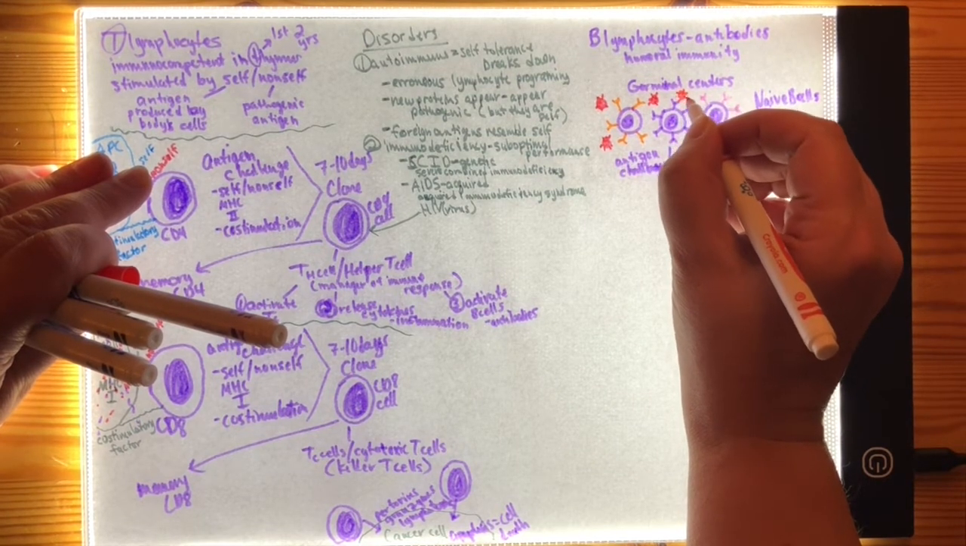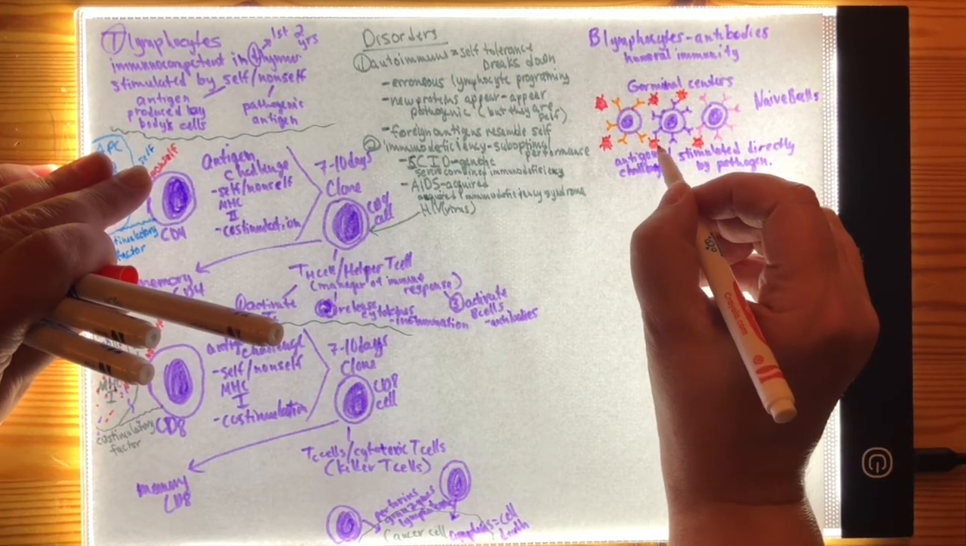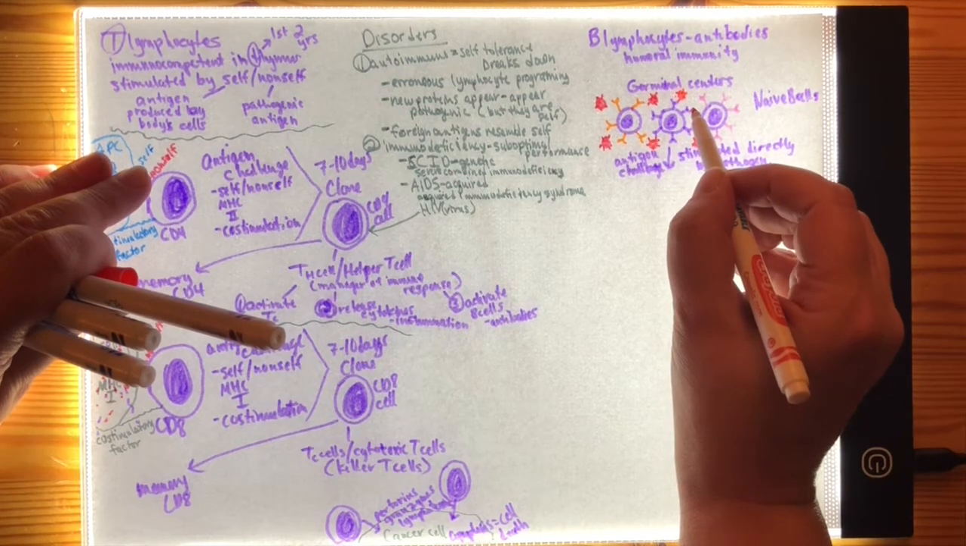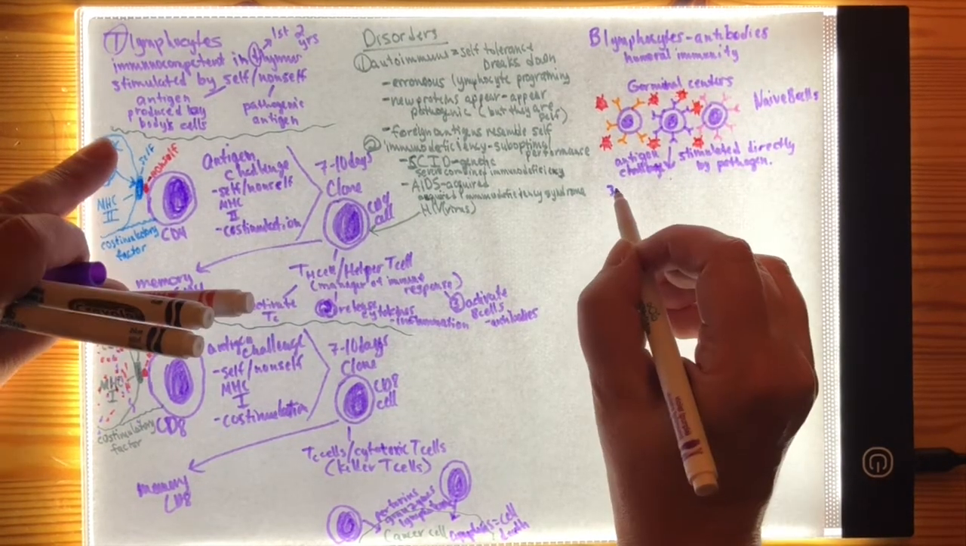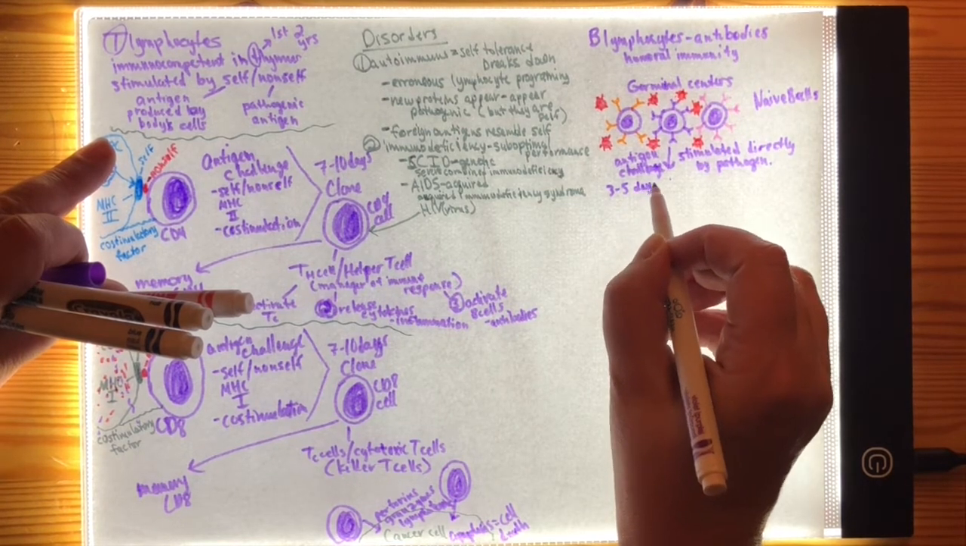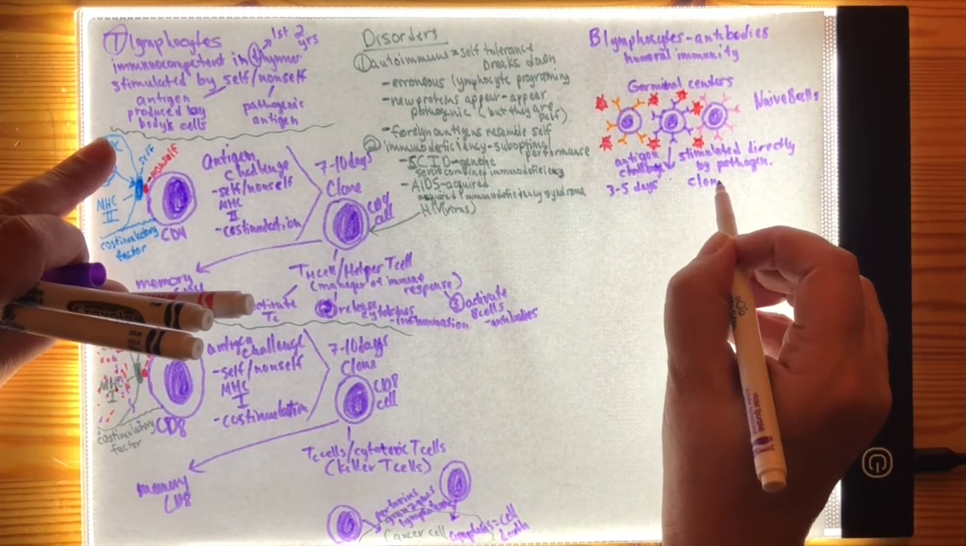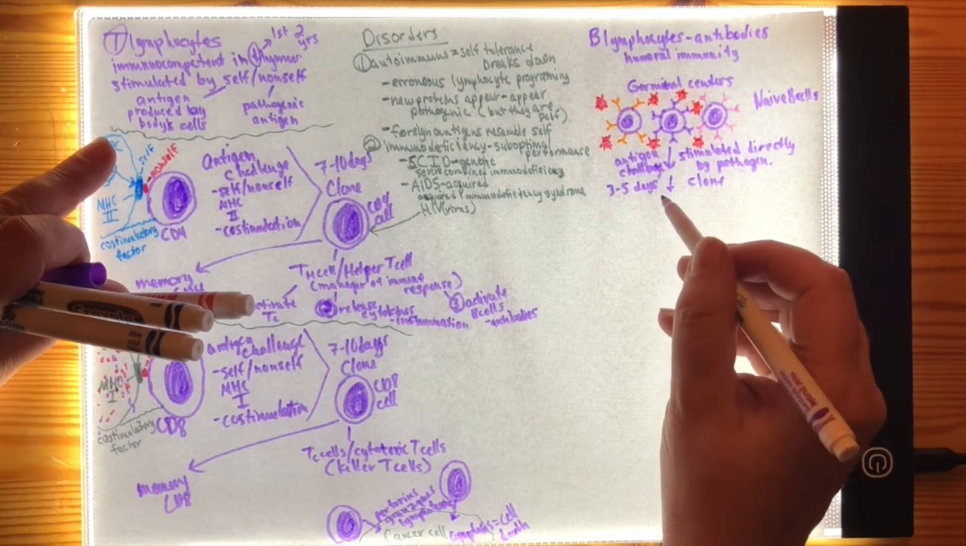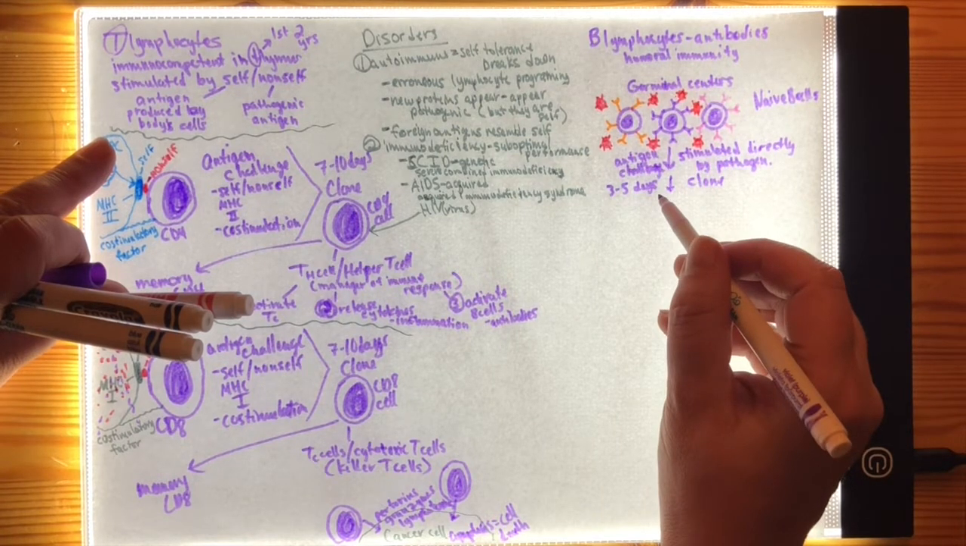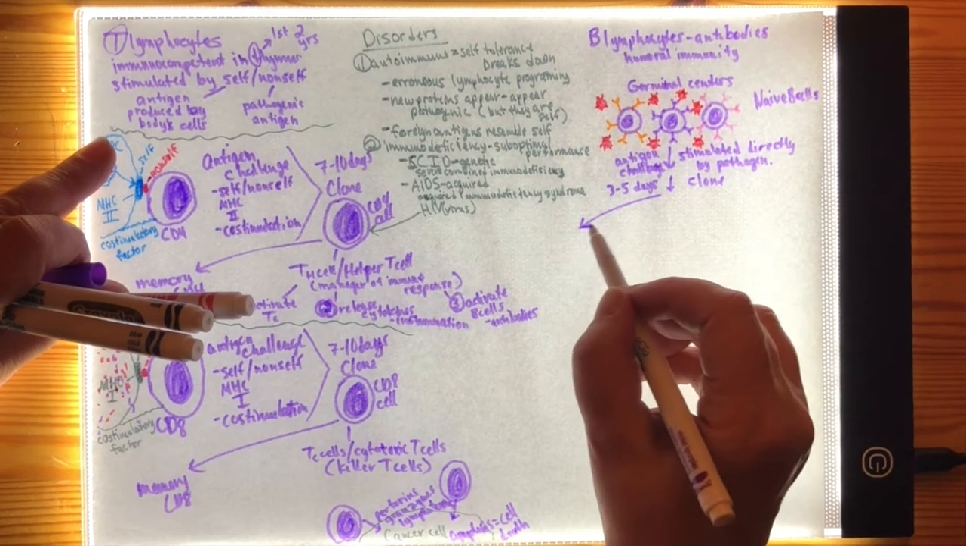All the B lymphocytes need is actually a direct challenge by the pathogen. The pathogen will directly attach to those externally membrane-bound antibodies. It takes about 3 to 5 days to begin to clone. Much simpler than the T lymphocyte story. It doesn't take much to activate a B lymphocyte, just the presence of the pathogen itself. You don't need a self-non-self complex or major histocompatibility complex or a co-stimulatory factor. It's literally just the presence of the pathogen.